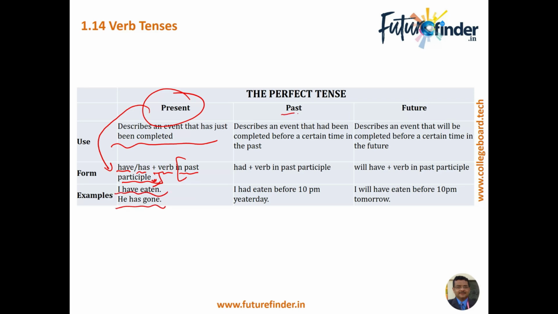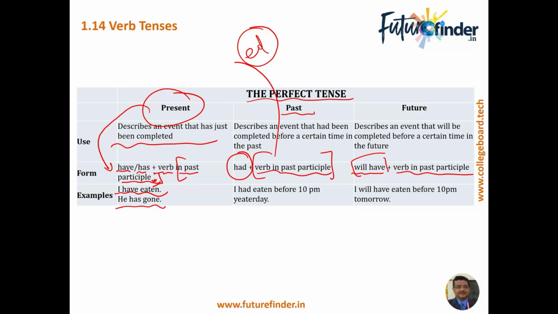Same thing when we are looking at the past, it is had, the auxiliary verb as we have already discussed would change, plus the verb in the past participle. When we are describing the future it will be will have, again the auxiliary verb changes and the verb is always in the past participle. So in the perfect tense, the verb is always in the past participle. As we have already mentioned in verbs, the past participle of the verb could generally be formed by suffixing an ed with the verb. But then there are some irregular verbs wherein the past participle is not equal to the past tense. You can refer back to the verb chapter for that.